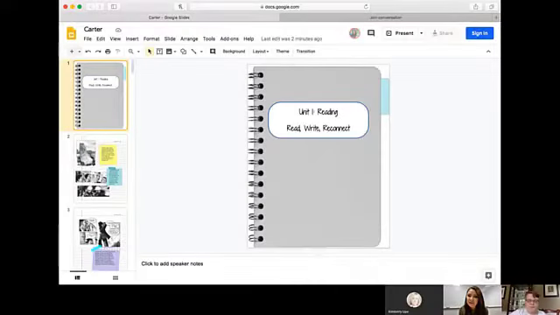Hey Carter, thank you for being with me today. I'm so excited to hear all about the reading and writing you've been doing for Unit 1. And I know last time we talked, you shared with me that you've been working on reading memoirs as inspiration to your own writing. So could you share with me a little bit what you've been working on as a reader?